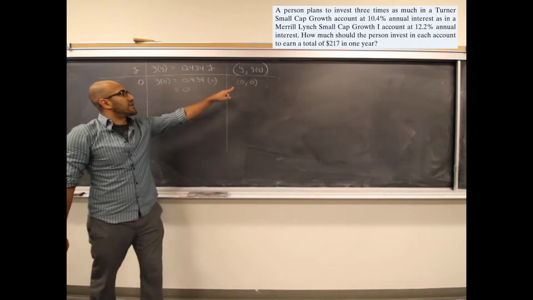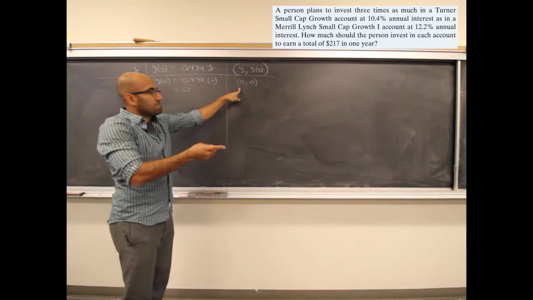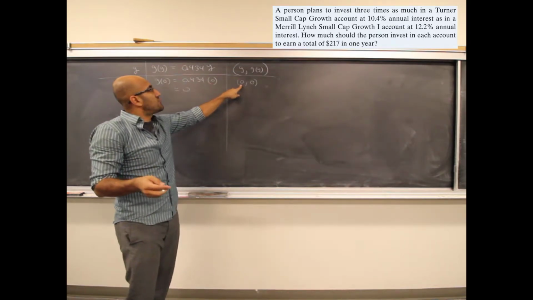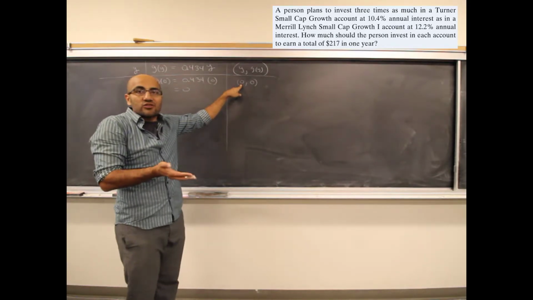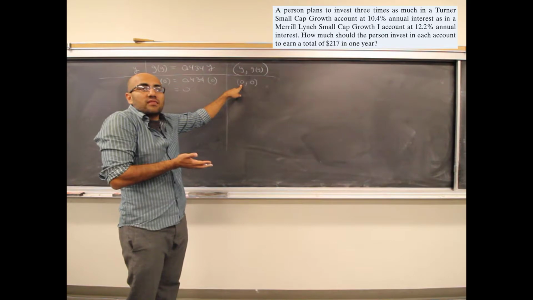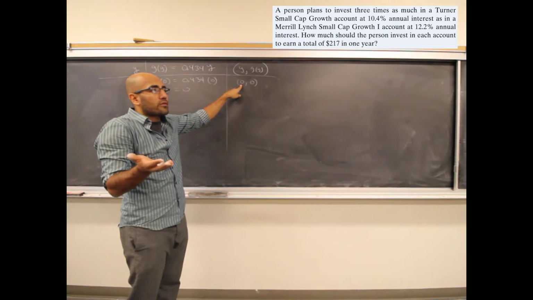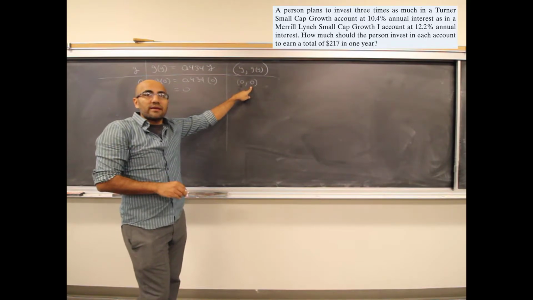What kind of a sentence can you make up for this? If you invest nothing into the Merrill account, which means that you invested nothing into the Turner account, because you invest 3 times as much into the Turner, so you invest nothing into either the Merrill or the Turner, and you made nothing. That made sense.